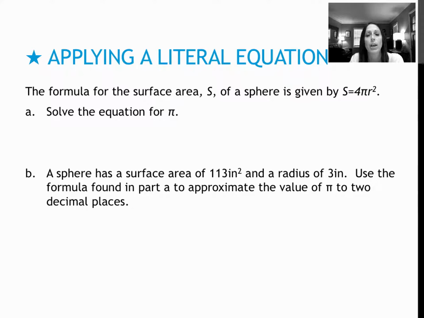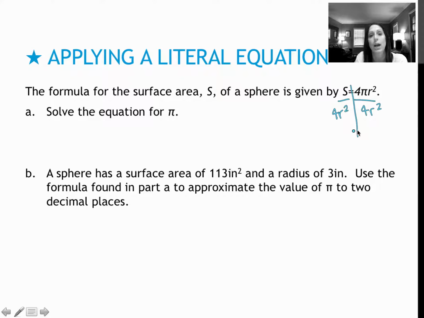For the next one, go ahead and try this on your own, then press play, see how you did. Here we have the surface area, which is given by 4 pi r squared, and that's for a sphere. We're trying to solve the equation for pi. So if I'm solving for pi, I'm trying to get pi by itself. So on each side of that equal sign, I'm going to divide by 4 and also by r squared.